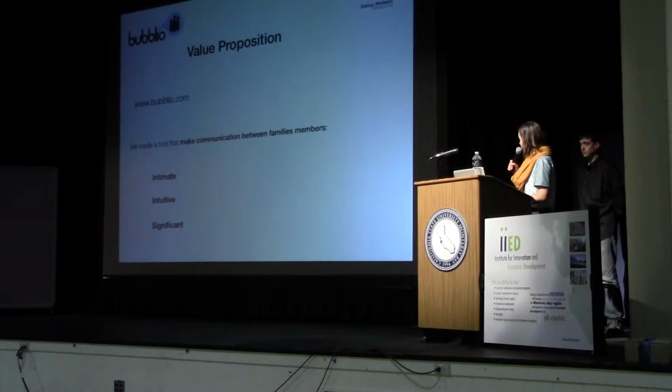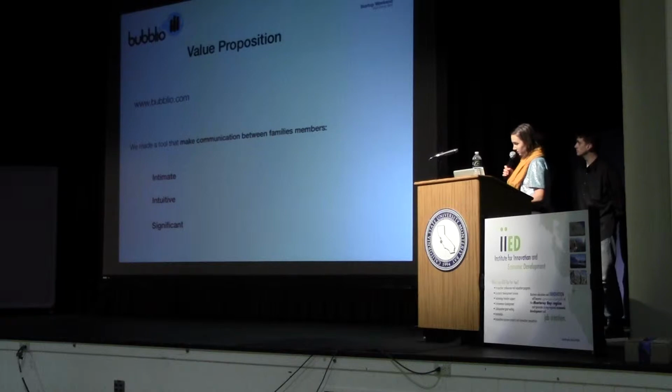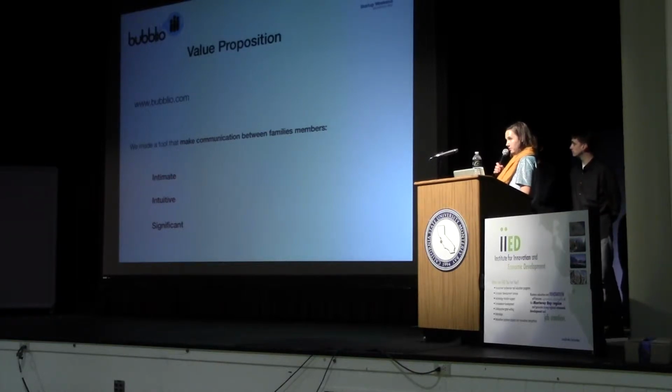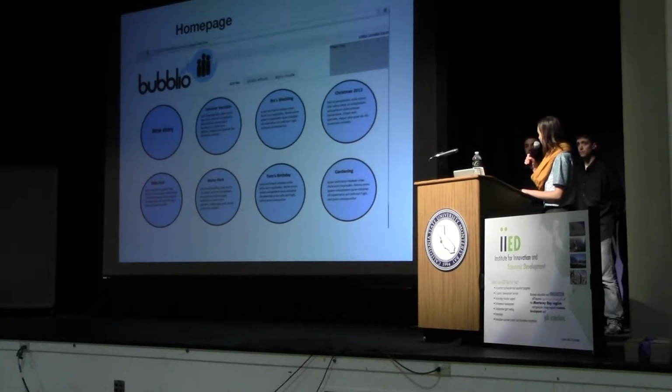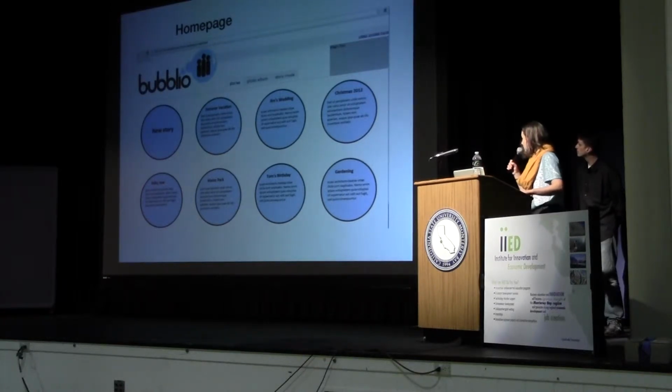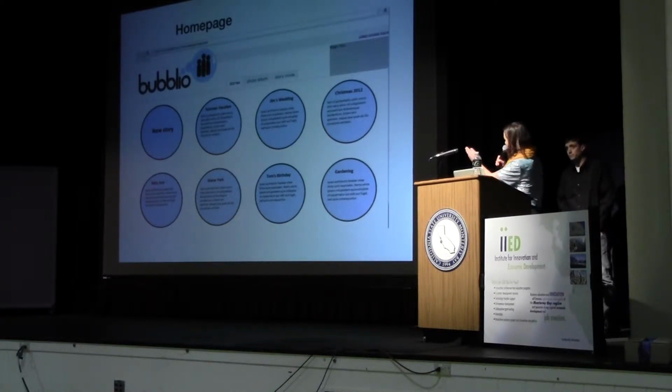Our value proposition for Bubblio.com is that we have made a tool that makes communication between families intimate, intuitive, and significant. I'm going to show you how that works right now. Here's a screenshot of the homepage for Bubblio.com. What we want to focus on is the bubble structure, and you have 8 bubbles here.